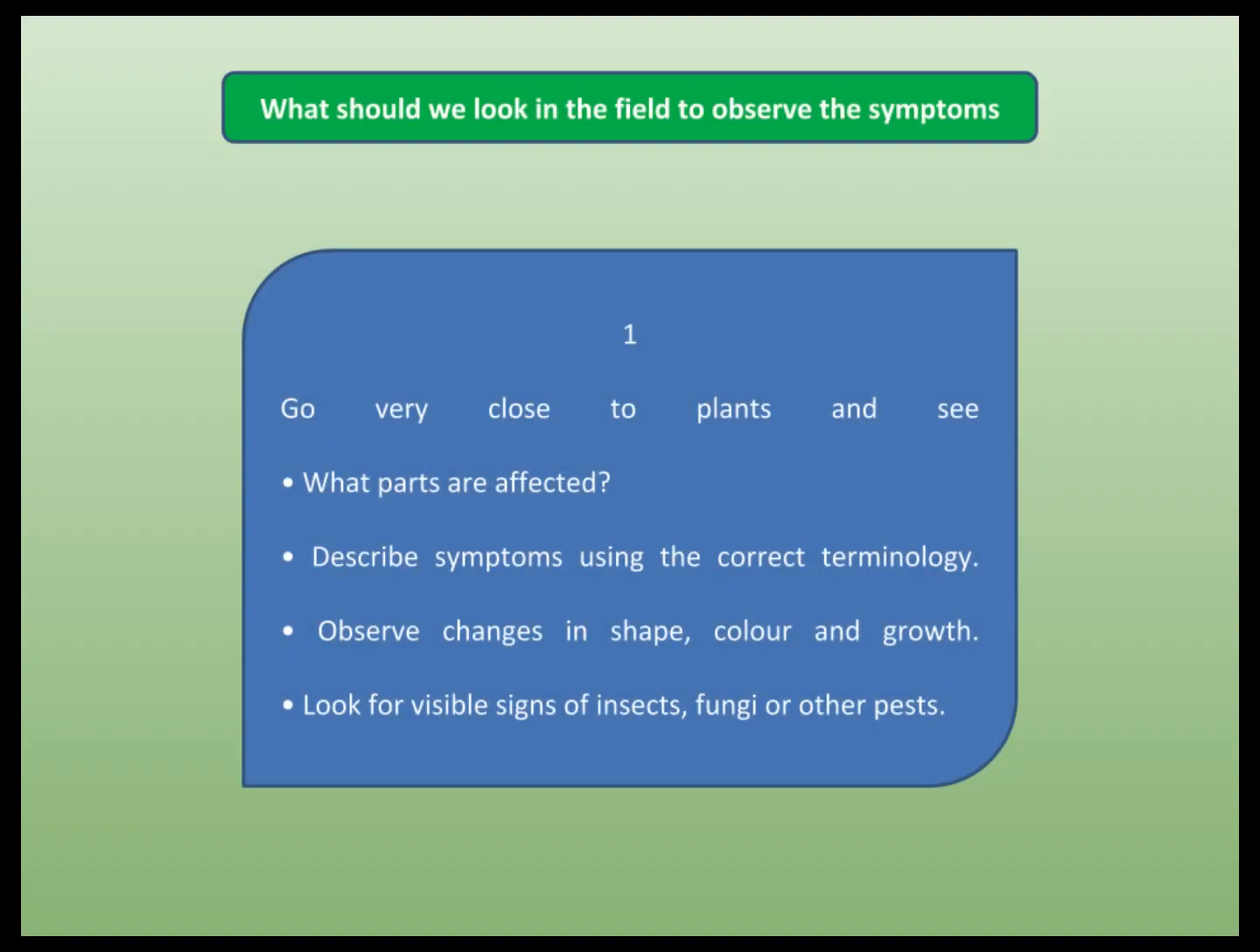Farmers have to go very close to the plants and see whether leaves are affected or flowers or fruits or even the stems. After seeing the symptoms closely, they have to describe the symptoms as far as possible with correct terminologies or even with local terminologies. Then farmers should observe the changes in color, shape, size of affected parts and the overall growth of the plants. Make a still close observation whether any fungus or insect presence can be seen or felt.